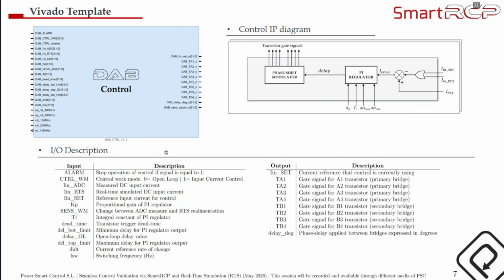I'm not going to stop on this slide, but this is available in our documentation, and we have here the description both for the input and the output signals of our IP. For example, here we can see that we have a main alarm signal. We can change the operational mode of the IP, and then we have the input of the measured current, the reference current, etc. But this we are going to cover in more detail later on in the live demonstration.